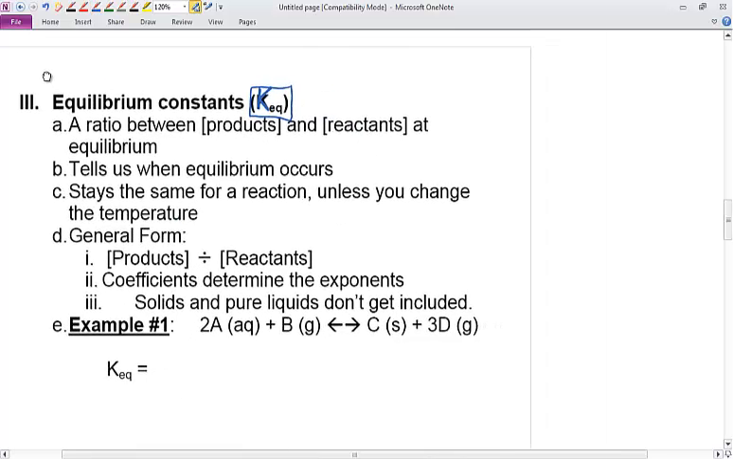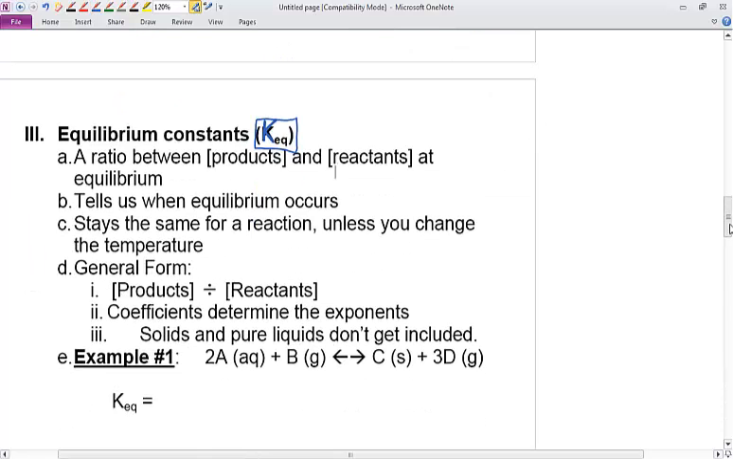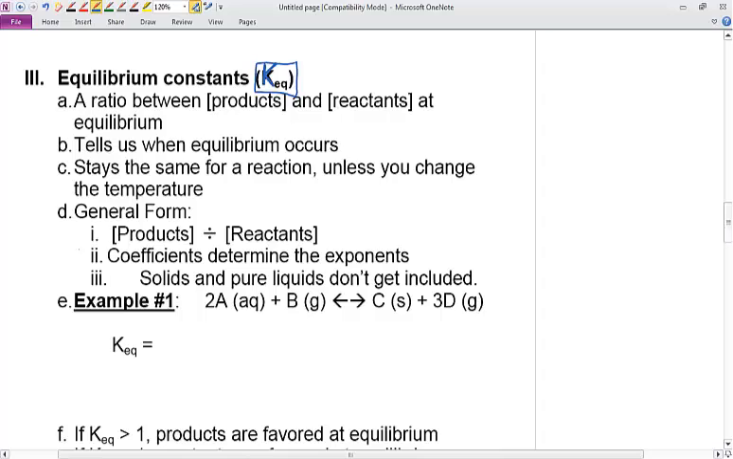So the general idea is that you want to do products divided by reactants. And a couple things to note, the coefficients are going to tell you what the exponents are going to be. Again, this is different than the rate law stuff that we were doing before. And solids and pure liquids don't get included because they don't have concentrations. If it's a pure solid, it's like 100% concentrated. And if it's a pure liquid, it's 100% concentrated. So it doesn't have a concentration.